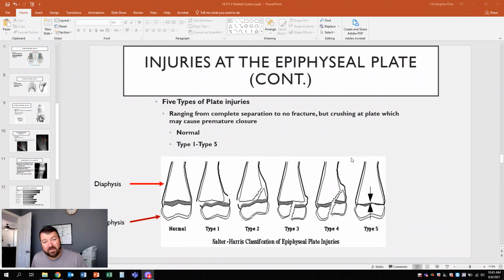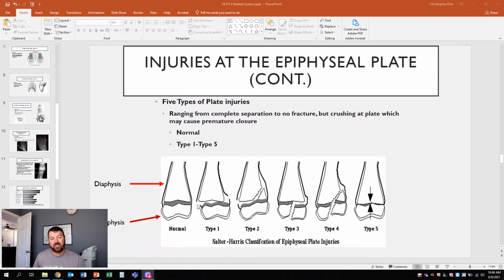All right, injuries to growth plates. There are 5 different types of injuries. They're classified as Salter-Harris epiphyseal plate injuries. Here's a normal growth plate. Here is the epiphyseal plate right here, and we have your diaphysis and your epiphysis here.